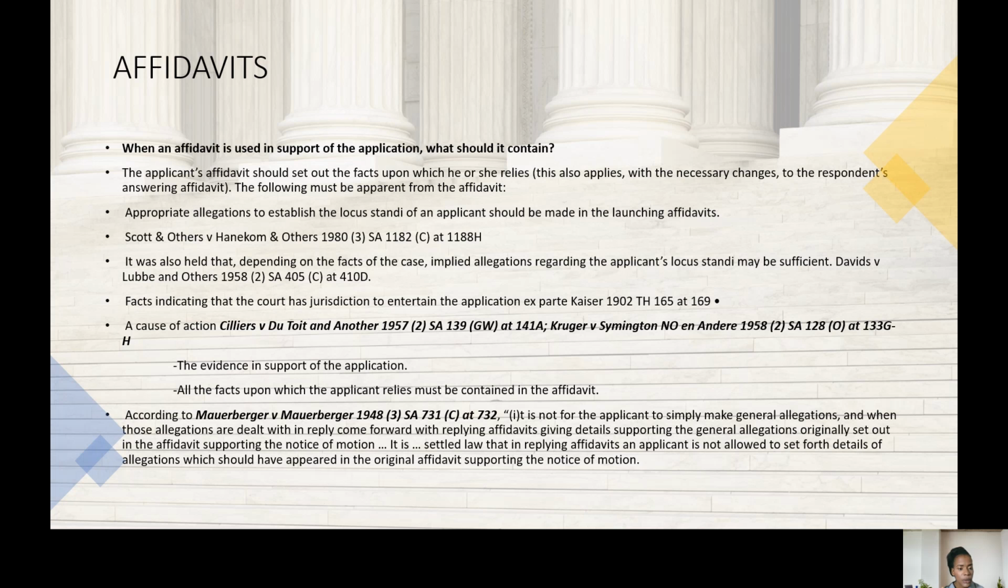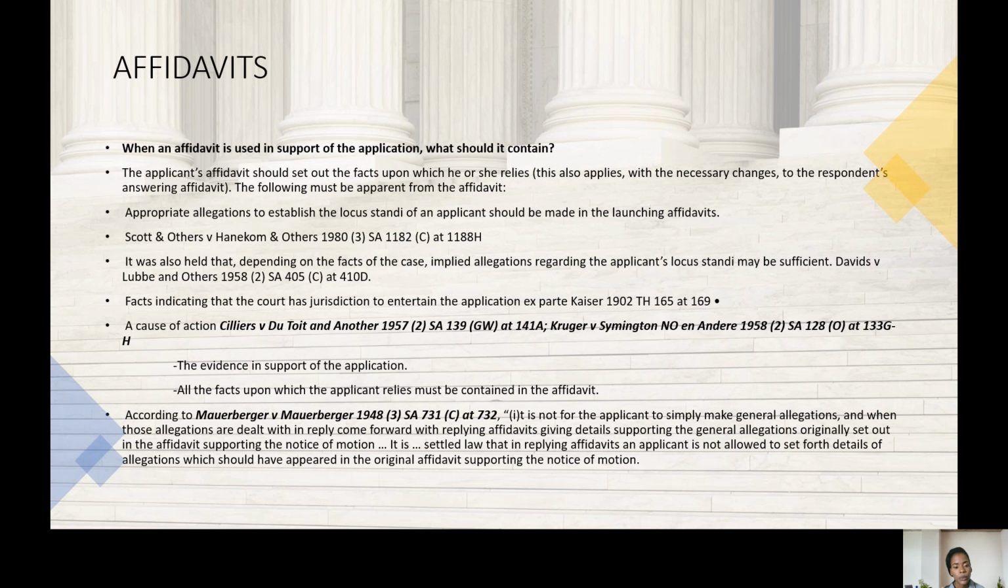A cause of action. In the case of Cilius versus Tutoy, the evidence in support of the application, or facts upon which the applicant relies, must be contained in the affidavit. According to the case of Moverberger versus Moverberger, it is not for the applicant to simply make general allegations and, when those allegations are dealt with, come forward in reply with replying affidavits giving details supporting the general allegations originally set out in the affidavit supporting the notice of motion.